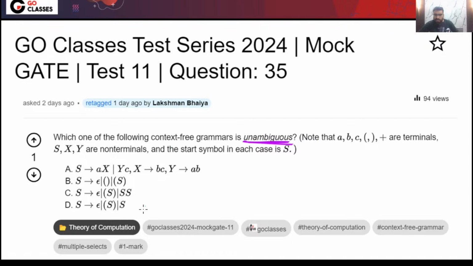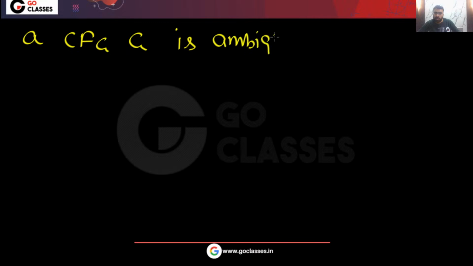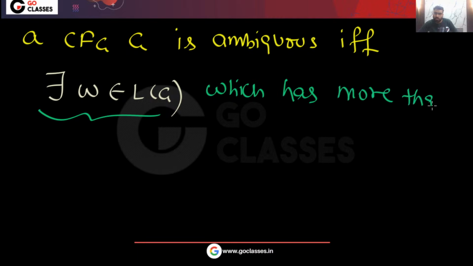See, when can I say a context free grammar is ambiguous? If you have a context free grammar G, when is it ambiguous? It is ambiguous if and only if there exists some string belonging to the language which has more than one parse tree. Yes or no? Which has more than one parse tree.